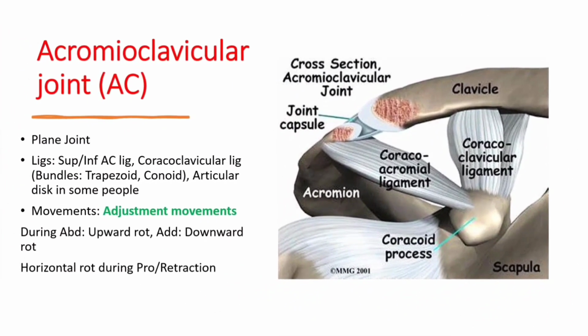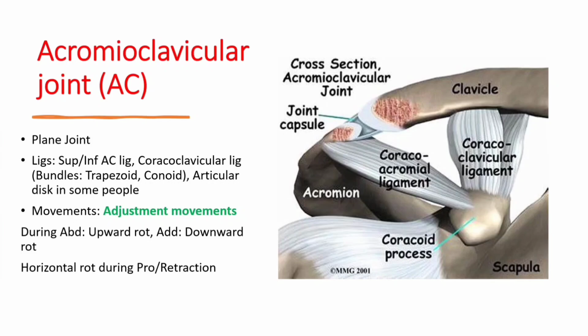Now let's talk about the second joint, the acromioclavicular joint, AC. It's a plane joint. The important ligaments are the superior and inferior acromioclavicular ligaments. The coracoclavicular ligament comes from the coracoid process of the scapula, and it has 2 bundles. We have the conoid and trapezoid bundle. And in some people, we can find a disc between the acromion and clavicle.